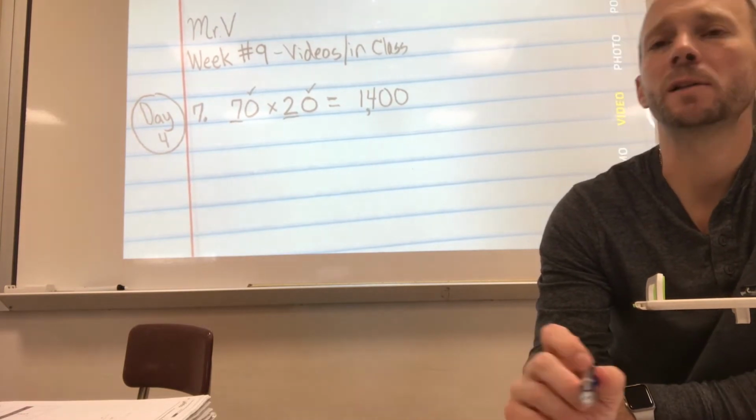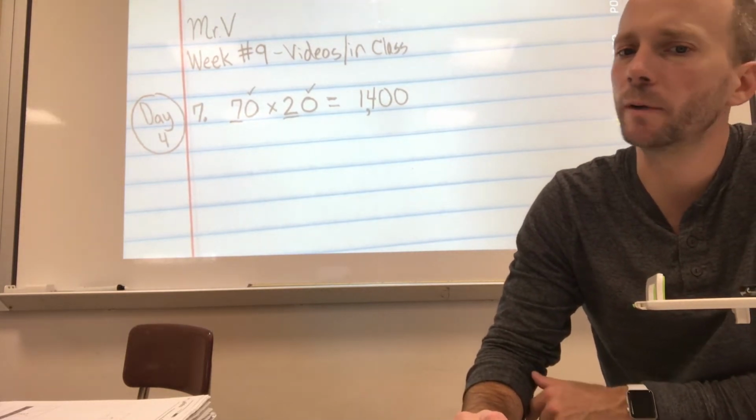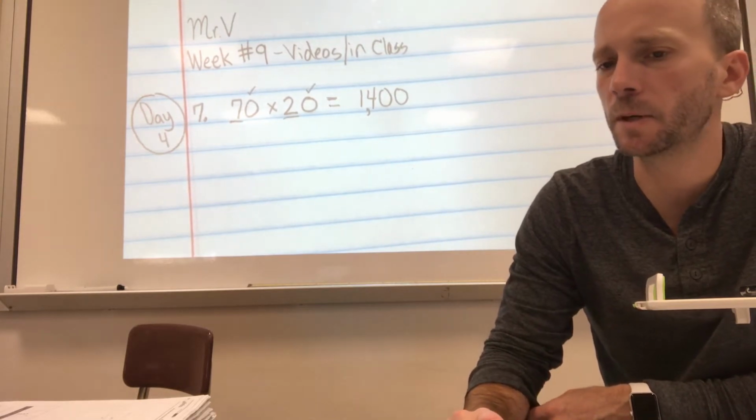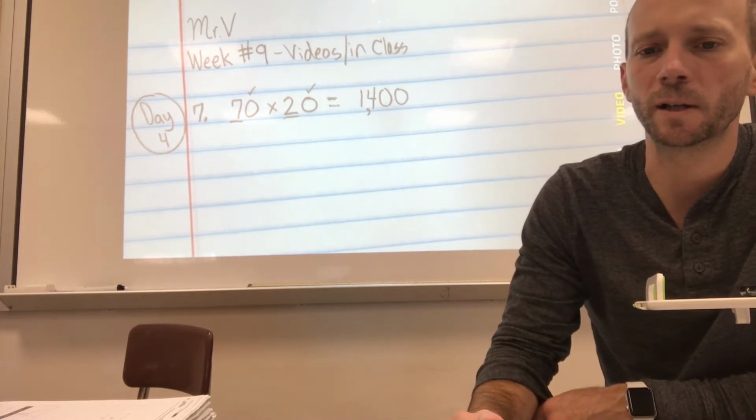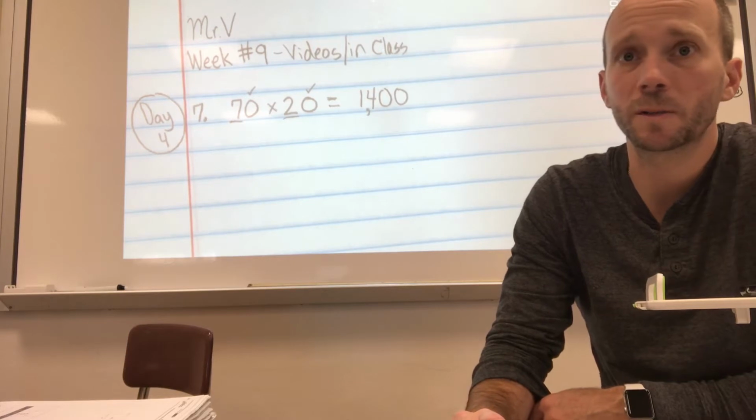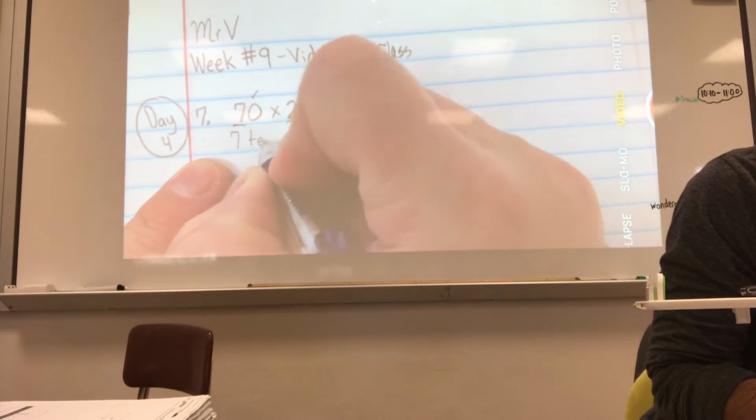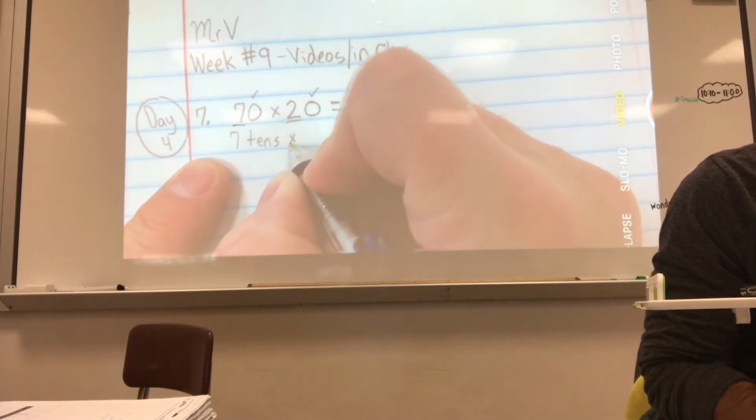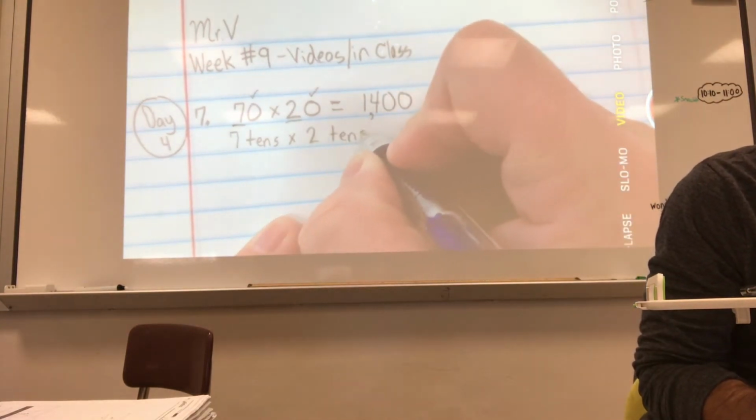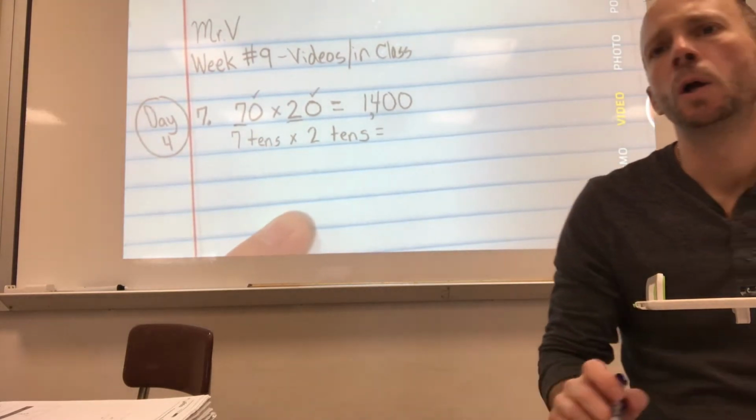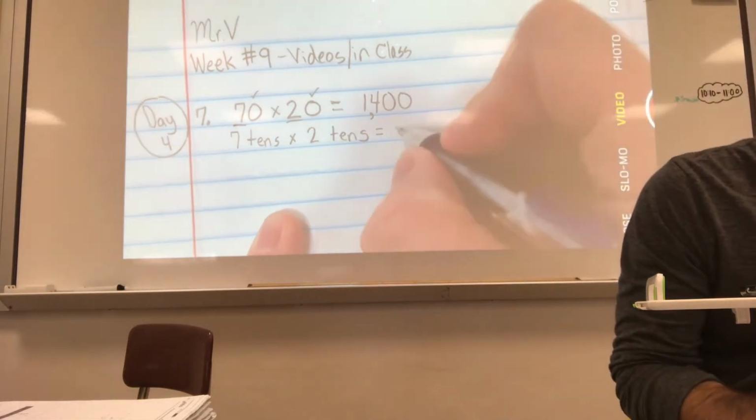Now, they want us to break it apart into unit form, which we already did in class. If you look at number 5 and number 6, we did those in class right before you left on day 2. So we did those in class, so they're very easy for us to do. So let's break this apart. This is not just 70, but it is 7 tens. And we're multiplying 7 tens by 2 tens. So when I multiply 7 times 2, I get 14.